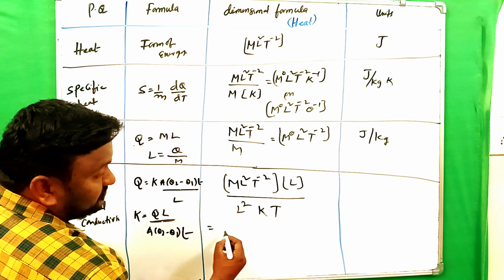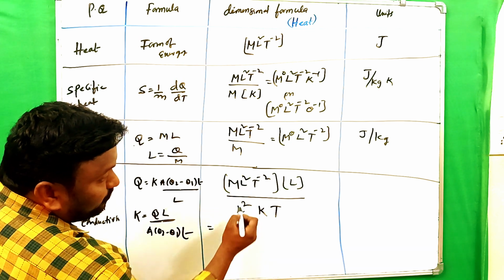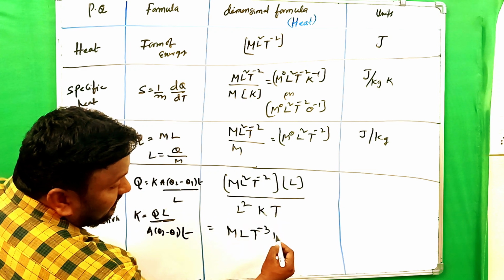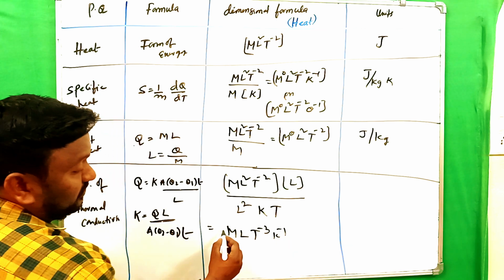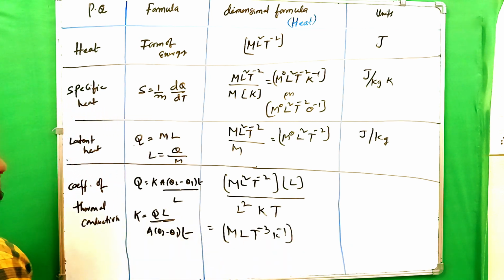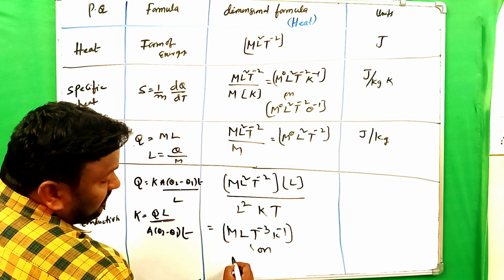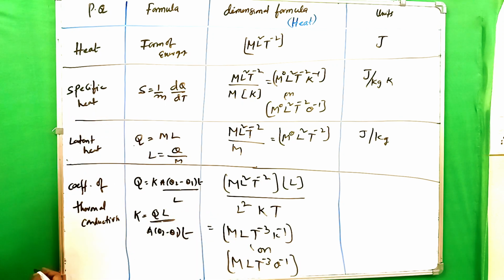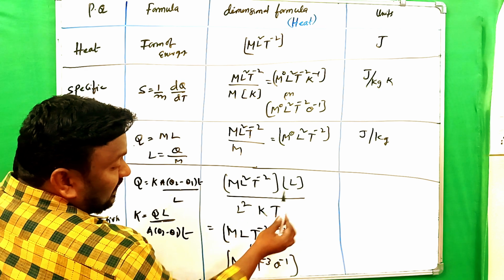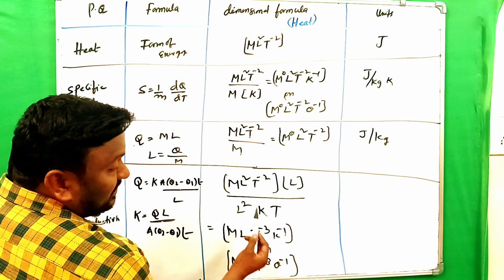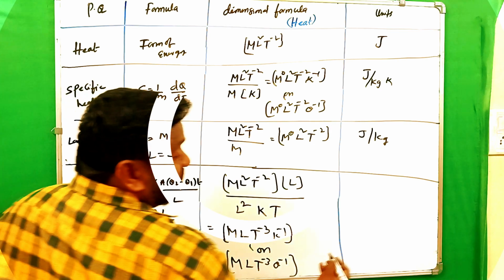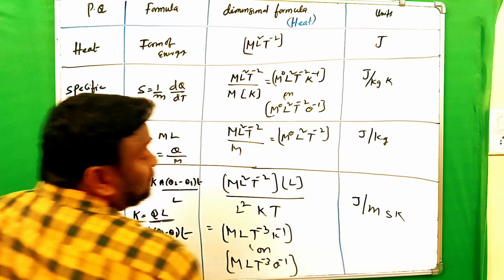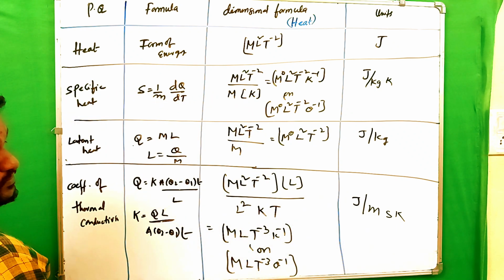So then we get M L T inverse 3 K inverse 1, and you can also write it as M L T inverse 3 theta inverse 1. Clear? L square cancels, we have L only, M L T inverse 3 and K inverse 1 or theta inverse 1. So this one is joule per meter second Kelvin.